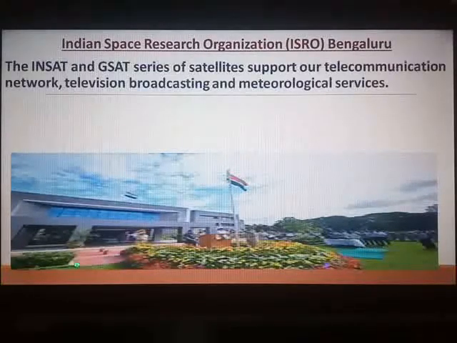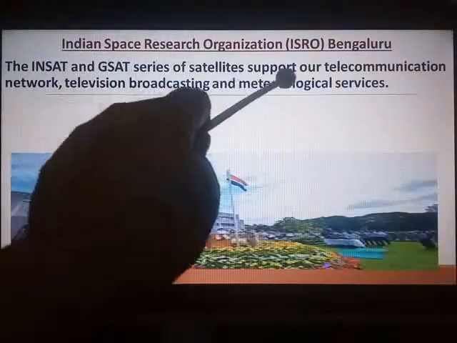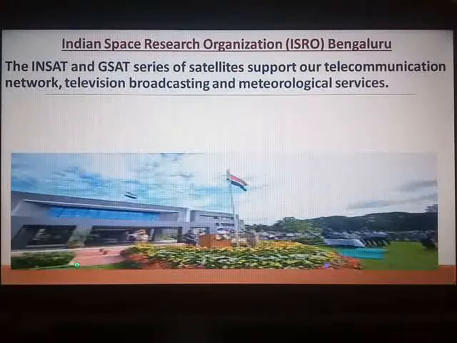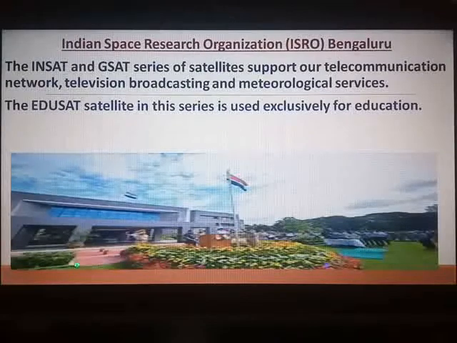The first type of satellite series is INSAT and GSAT, which supports our telecommunication network, television broadcasting, and meteorological services, including your network, mobile systems, TV, etc. It is because of this series of satellites that telephone, television and internet services are available everywhere in the country. The next series is AstroSAT.